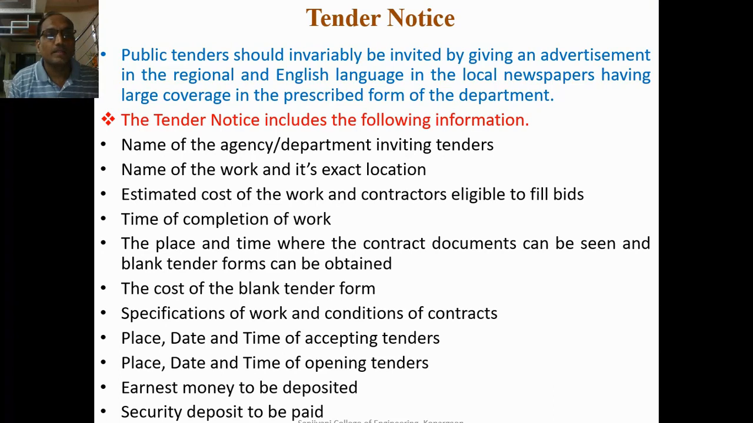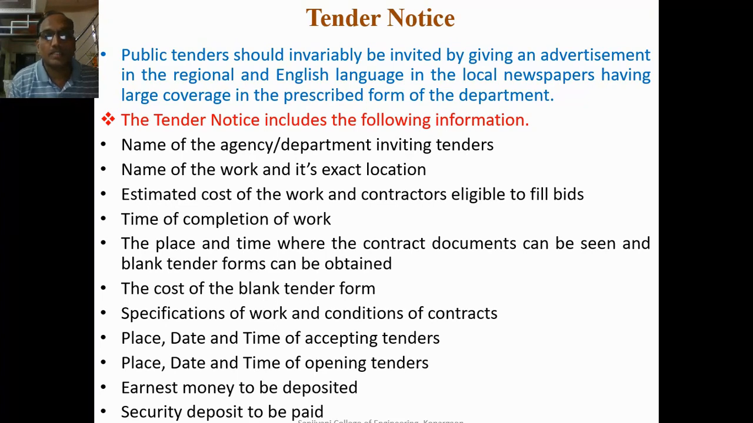Number one is name of the agency or the department inviting tenders. Second is name of the work and its exact location. It is very important, the exact location should be properly mentioned. Coming to estimated cost of the work and contractors which are eligible to submit the bids. Then time of completion of the work. This is very important, the time should be properly prescribed.